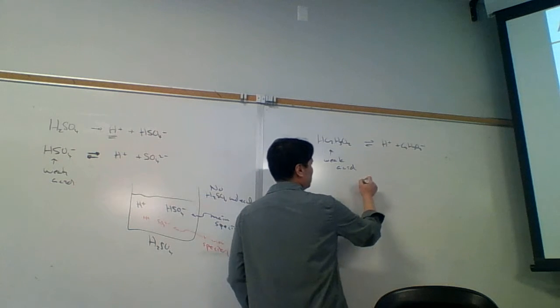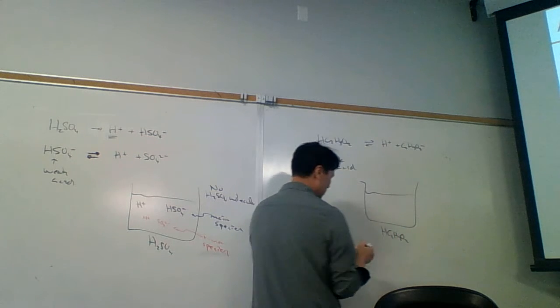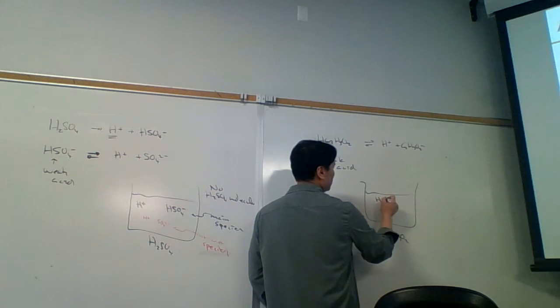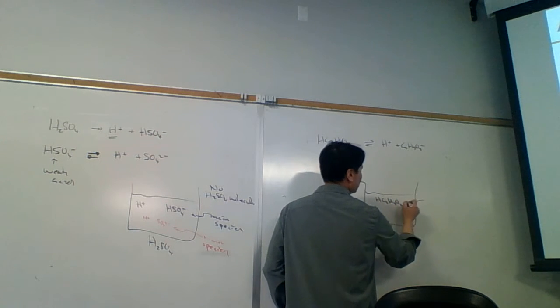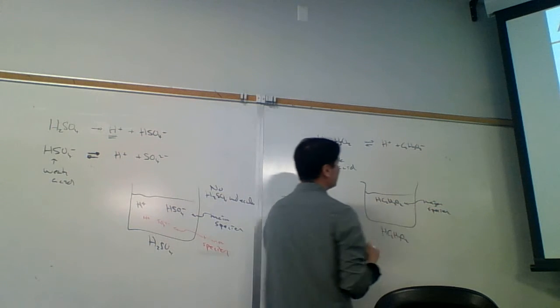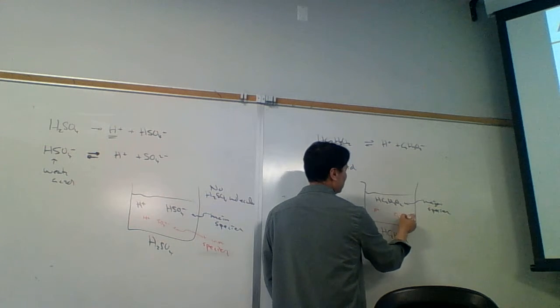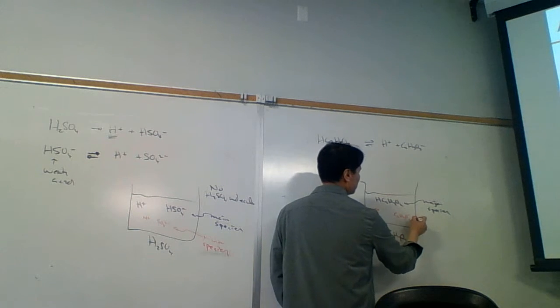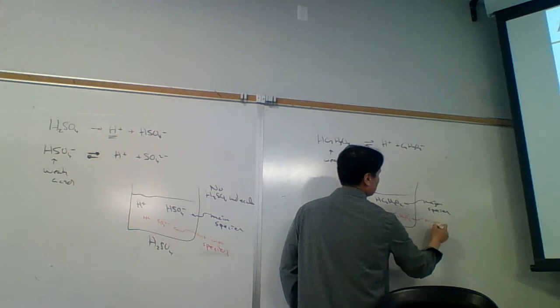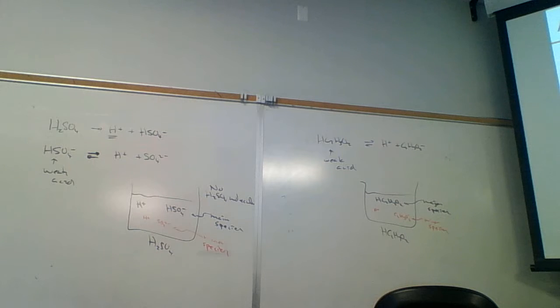And so what I'll see here is if I have a beaker of this labeled acetic acid, what I expect to find in this beaker is mostly acetic acid molecules. This is the major species. And then some of those molecules will break apart into H plus and acetate. These would be the minor species. So that's why the double arrow here.